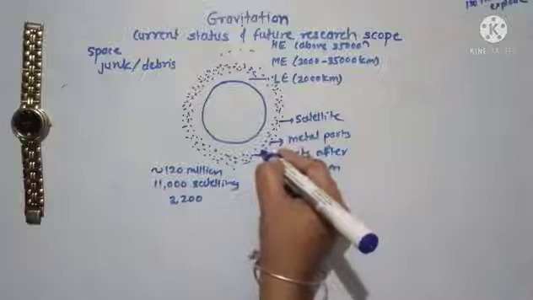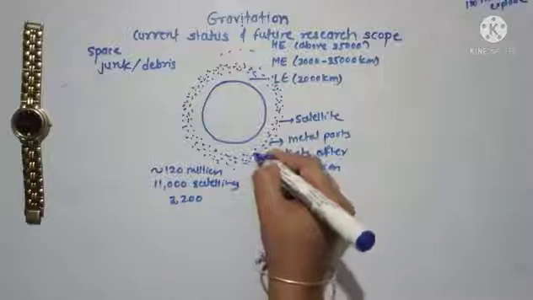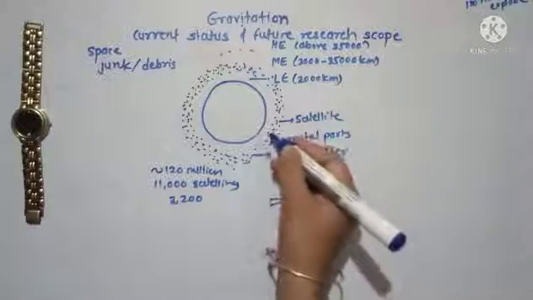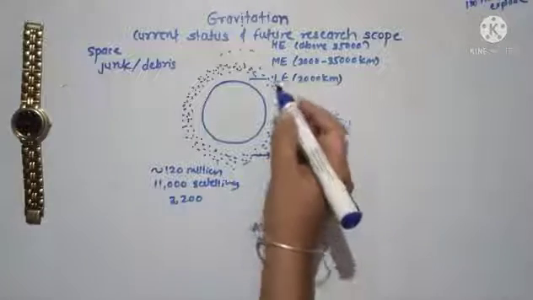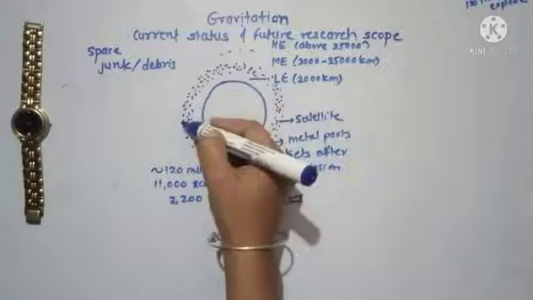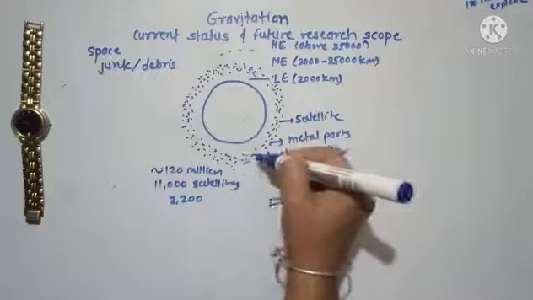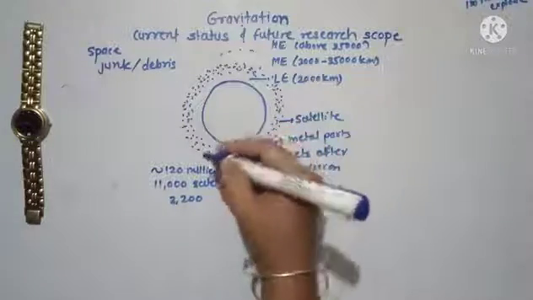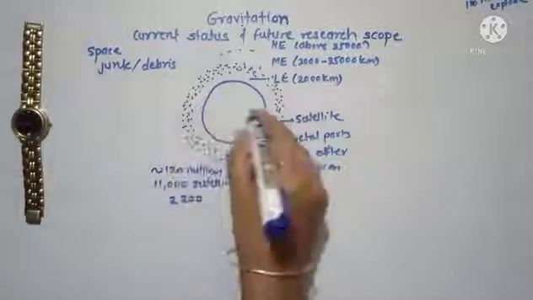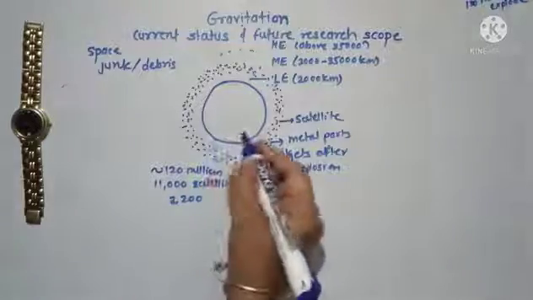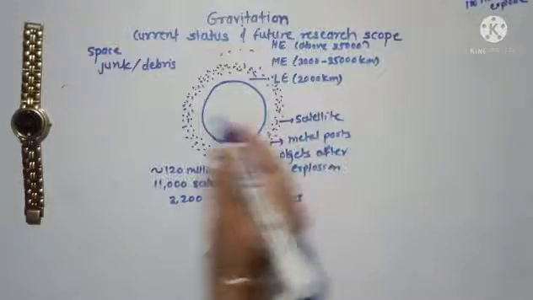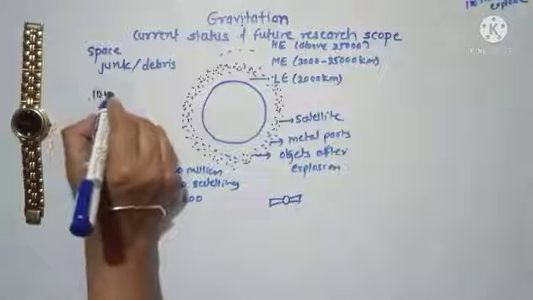This will give a very big explosion, and it will create millions more parts, and these parts will again hit other satellites, and such a chain reaction will start, which will destroy all our satellite communication system. So this is going to be the biggest threat in the coming 10 years.